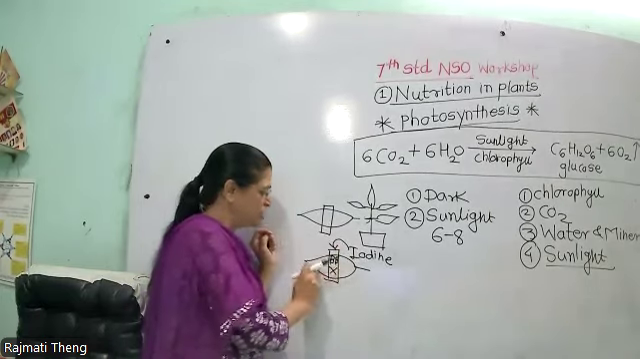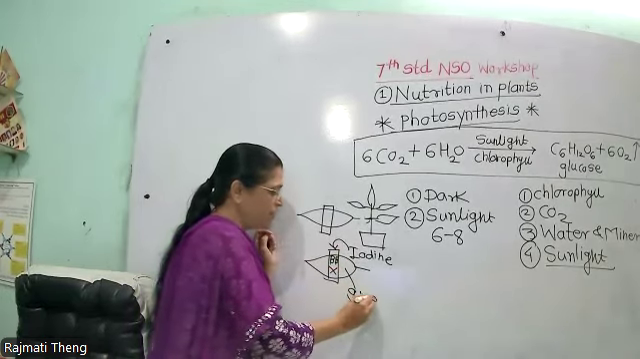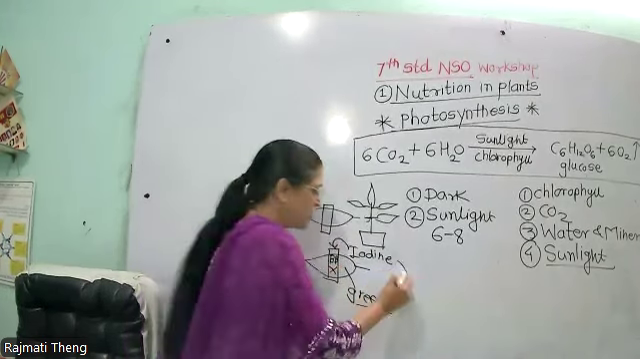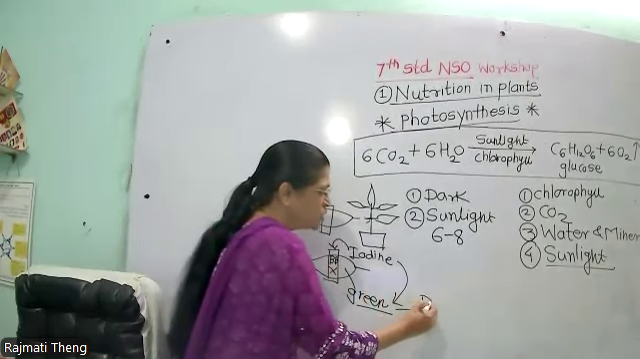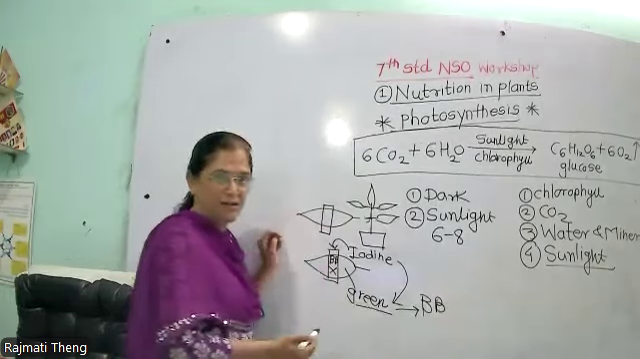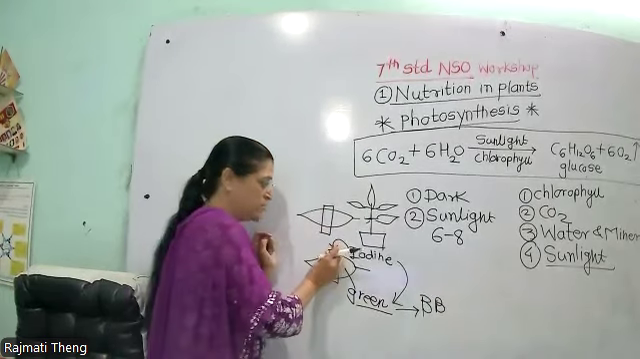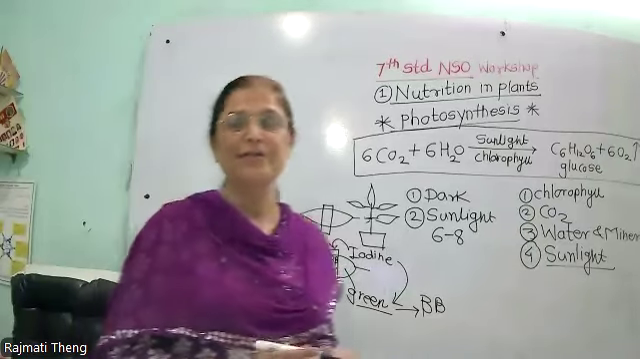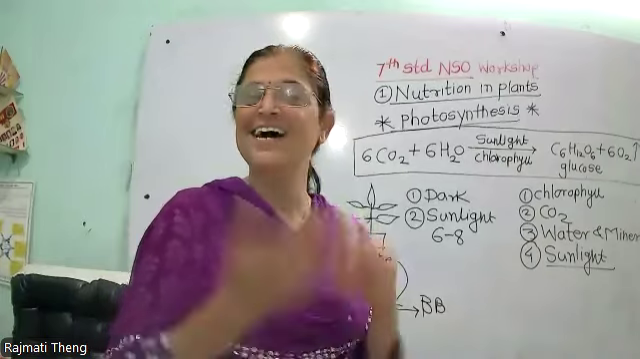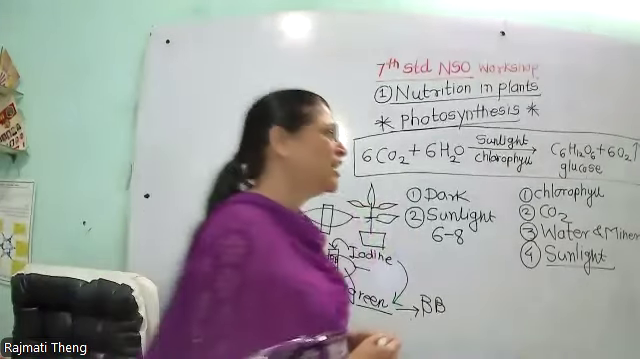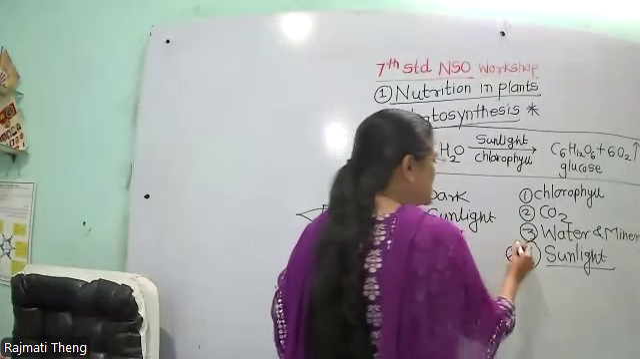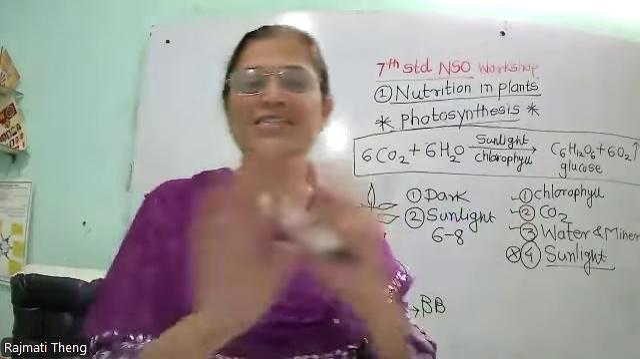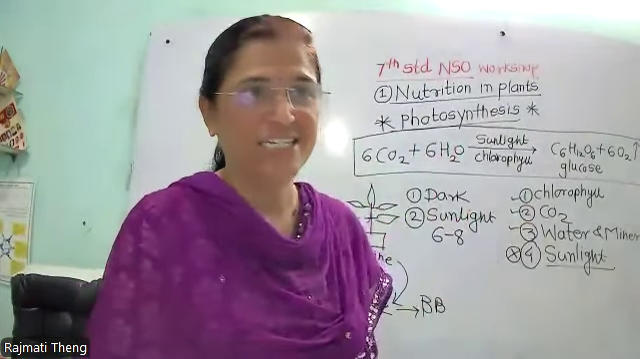And the part which is green, where we did not put the black color strip, in that when we add the iodine, it shows blue black color. So why did this happen? Because the black strip, this portion of the leaf does not receive the sunlight, and if sunlight is not present and other three components are present, then photosynthesis does not take place.